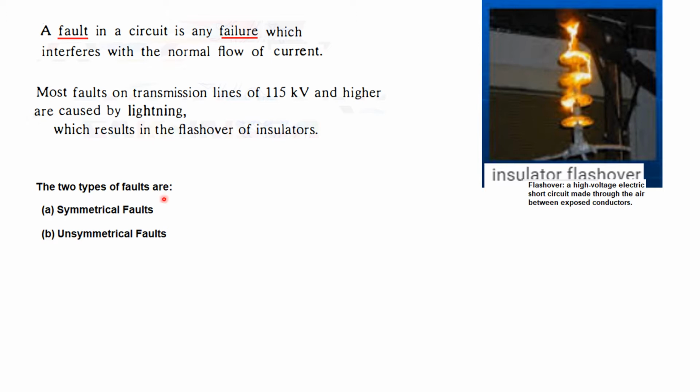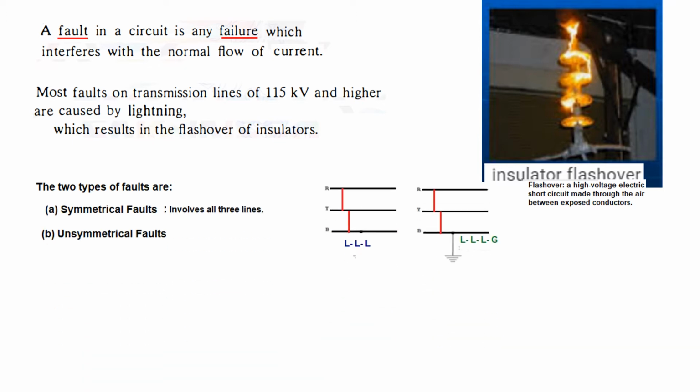Now there are two types of faults, symmetrical faults and unsymmetrical faults. A symmetrical fault involves all three lines, so they are all shorted, or the three lines are shorted with ground. So this is the symmetrical fault.